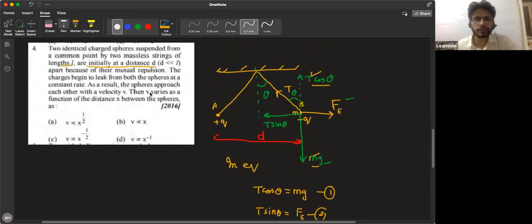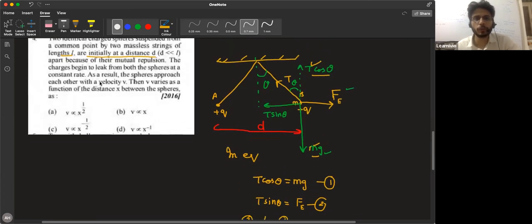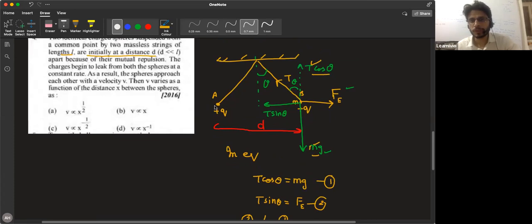Now, the question says that charge starts to leak from both the spheres. If charge leaks from both the spheres, then what will happen to their mutual force of repulsion? Will it remain the same, increase, or decrease? It will decrease. So slowly, these charges will approach each other. They will be moving in this direction.